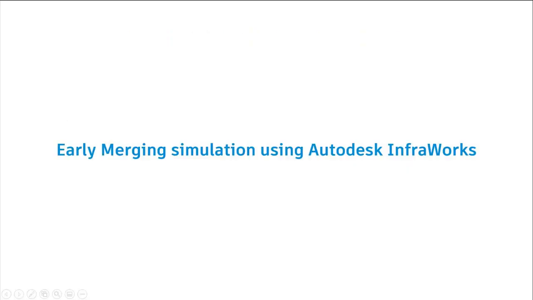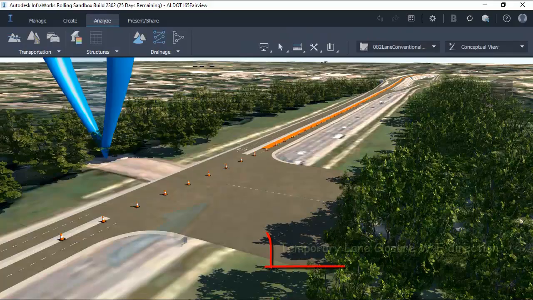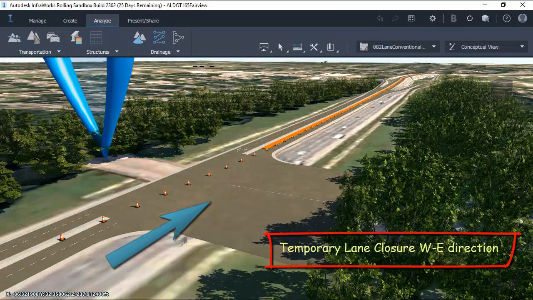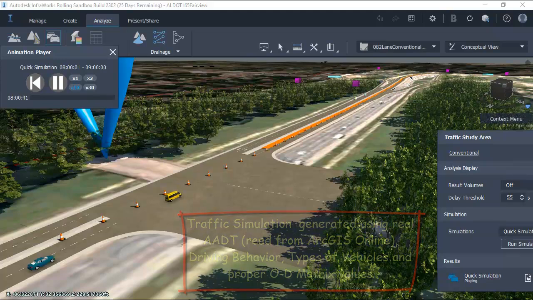We'll be recreating this behavior in Autodesk InfraWorks by opening a model where the inside lane is temporarily closed at a construction zone in the west-east direction extending to a nearby interchange. Traffic simulation is generated using real AADT data, driving behavior, types of vehicles, and proper origin and demand values.